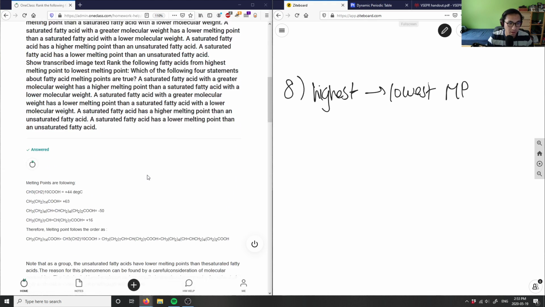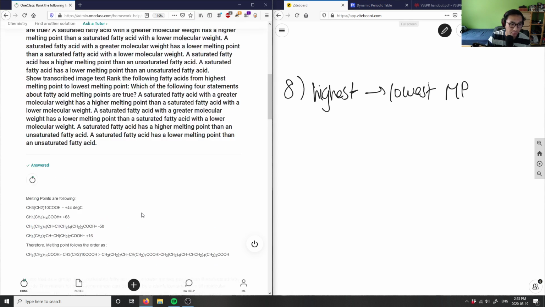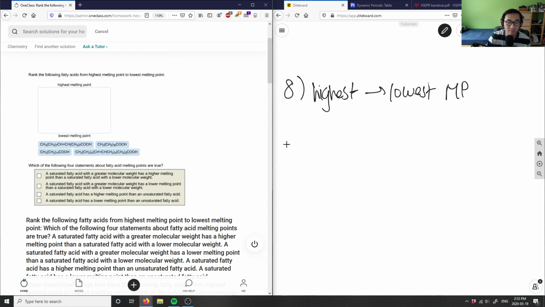So in this case, melting points are as follows, and they actually give us the numbers here, but again, I don't know the numbers, right? The highest one here is CH3(CH2)14 COOH, which is correct, because this here is stating that alkanes, again, have a higher melting point than alkenes do. So CH3(CH2)14 COOH is going to be the highest melting point because it's a straight chain alkane.